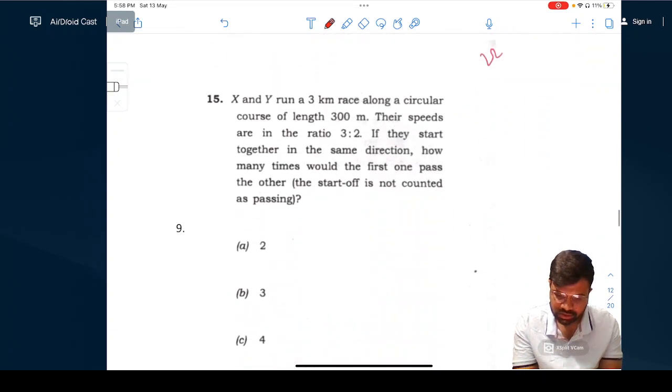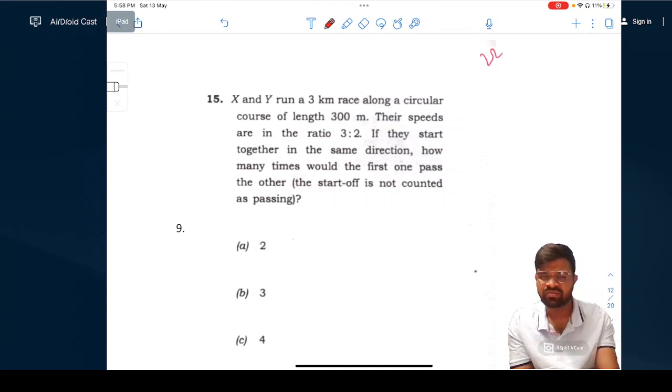That is something different question. It won't be repeated, don't worry about that.